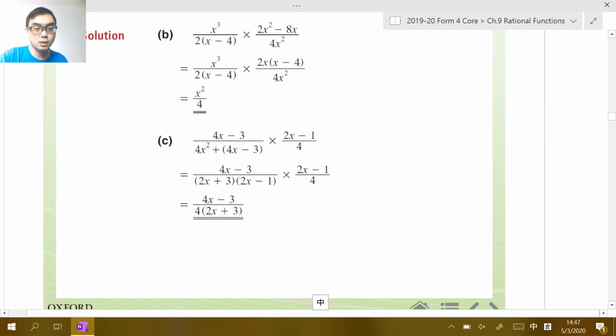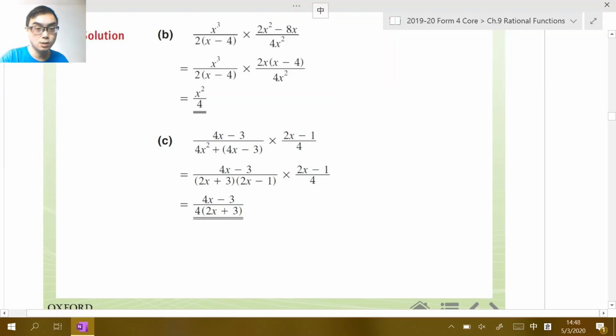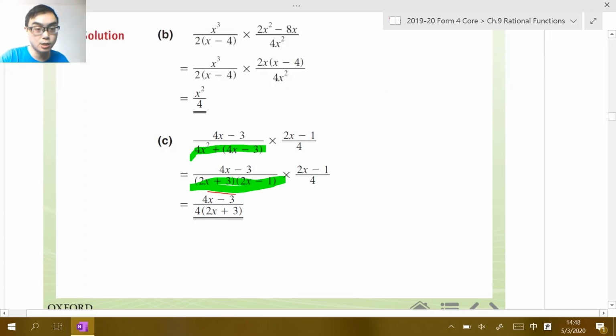And also you can see that after a and b, you can also see c. In the denominator, you have 4x squared plus 4x minus 3. So once again, do remember that this one is not factorized yet, so you have to remember to factorize this one to get this. The step of factorization is very, very important when we do rational functions or algebraic fractions. So do remember to do the factorization. So we go to the next example.